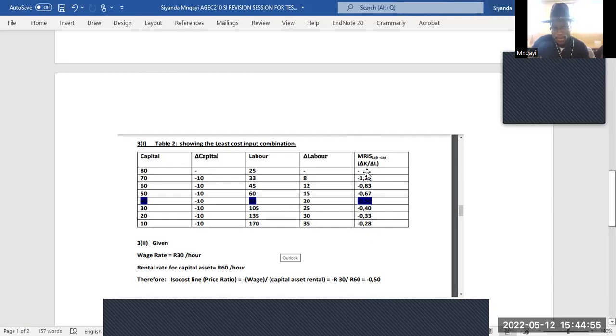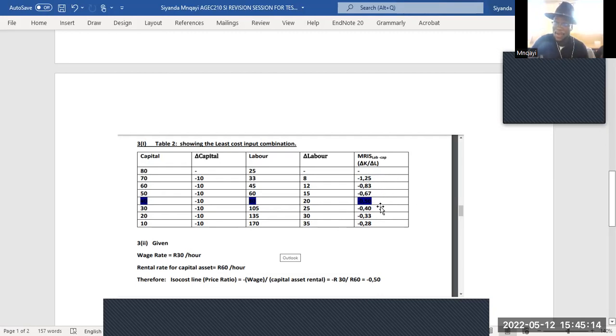Then, since now we have the isocost line, we go and search in our MRIS. We look, we have negative 1.25, negative 0.8, negative 6.7. Oh, here is negative 0.50. It means that is where we have the least cost combination.